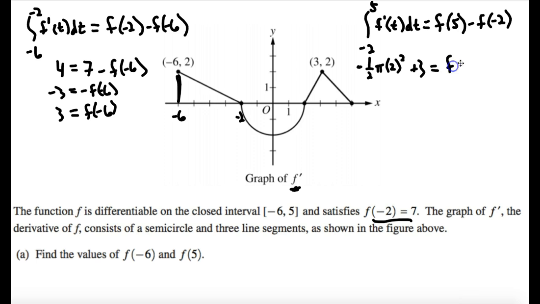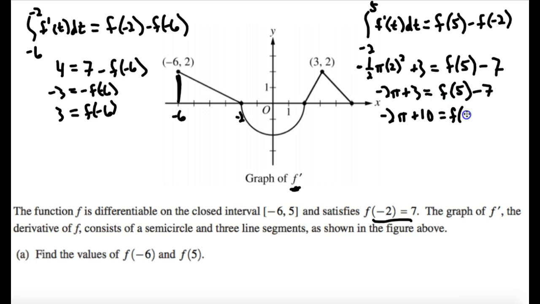This equals f of 5, which we're solving for, minus f of -2, which is 7. So here, 4 times 1/2 would be 2, so -2 pi plus 3 equals f of 5 minus 7. Add the 7 over. So we would have -2 pi plus 10 equals f of 5. All right, so those are our two answers for part A.